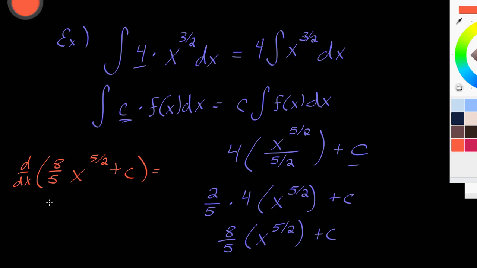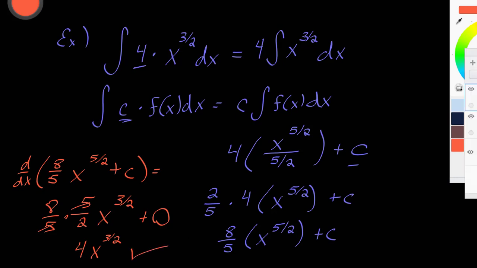So if I take the derivative of this, that's going to be 8/5. Remember, constants just hang out in front. Times, that's going to be 5 halves, x to the 3 halves. And again, the derivative of a constant is just 0. So those 5's are going to cancel out. I'm going to have 8 divided by 2, which is going to give me 4 x to the 3 halves. Look at us. We're amazing. We did such an awesome job.